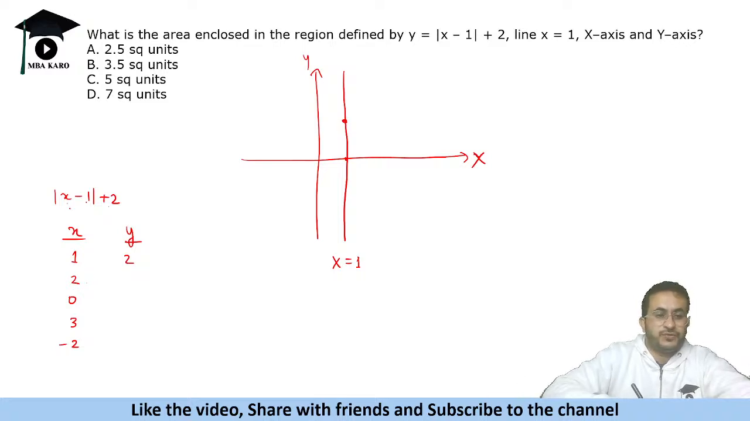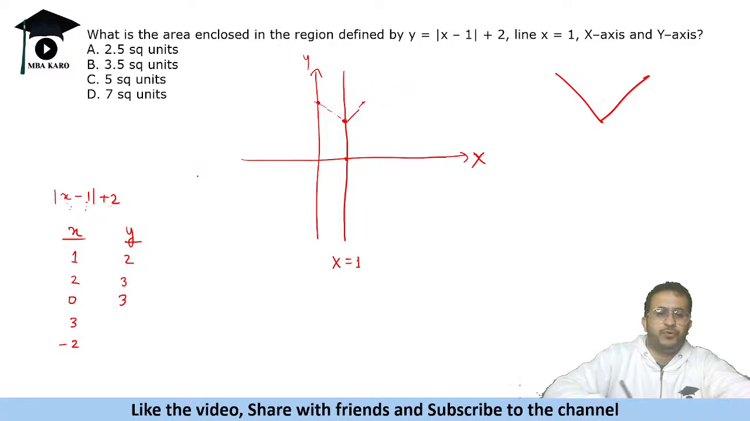If x is 2, 2 minus 1 is 1. 1 plus 2 is 3. So x is 2, y is 3. So this is 2 comma 3. When x is 0, this is 1, 1 plus 2, 3. यहाँ पे भी 3 हो जाएगा. So mod का ग्राफ यूजुअली ऐसे बनता है, like mod x is something like this. So chances are the graph is like this.